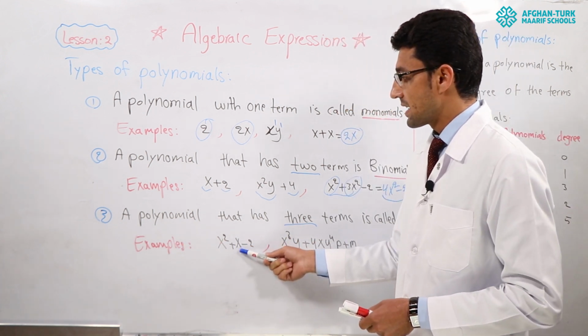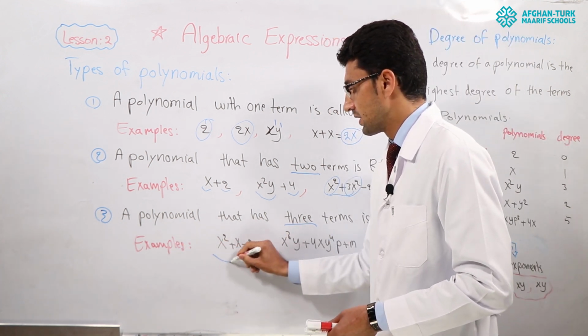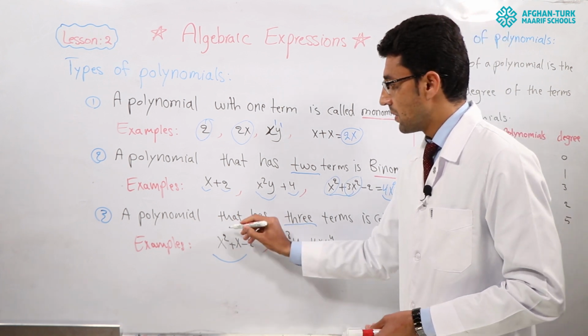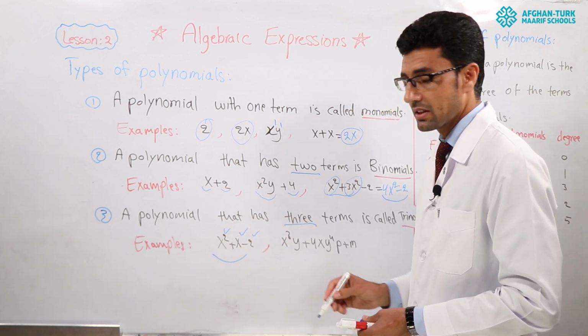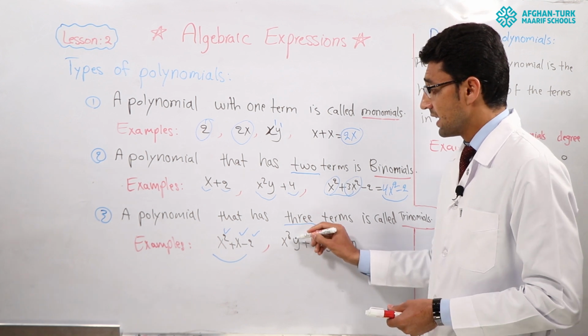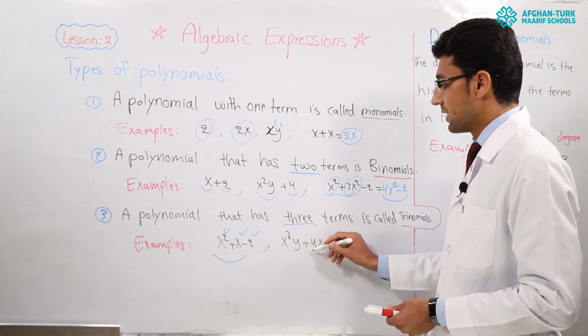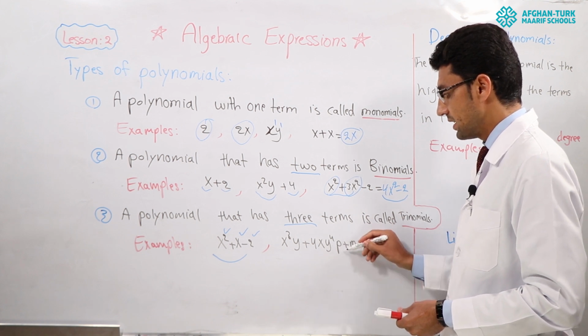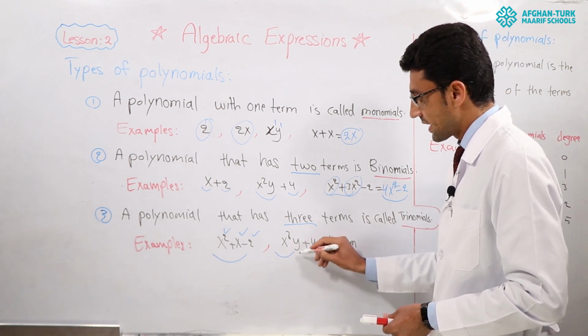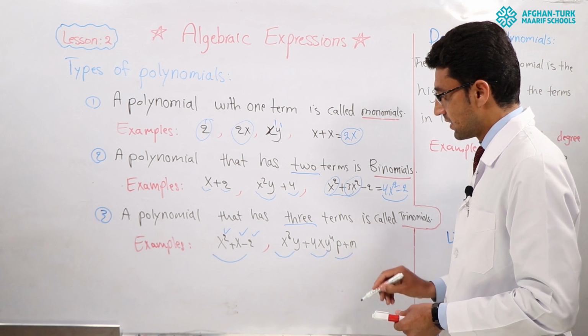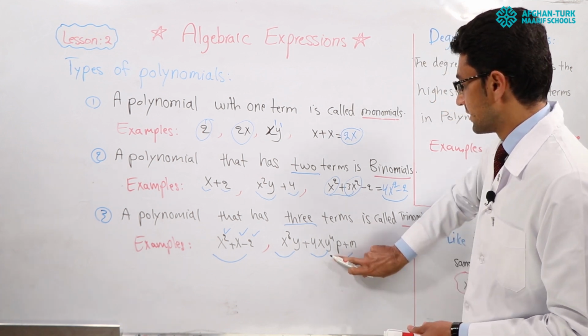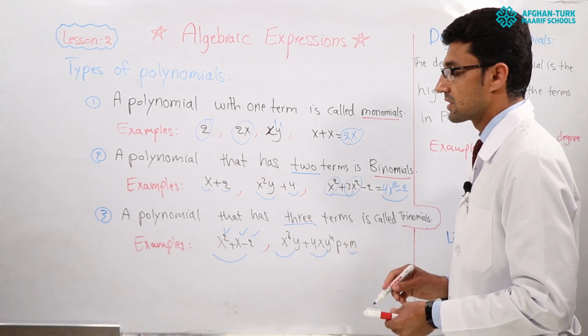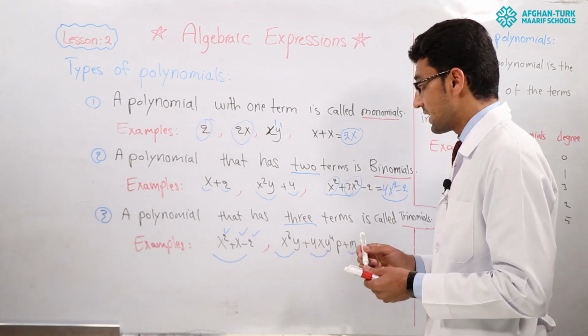Examples. x squared plus x minus 2. It is a trinomial: 1, 2, and 3. Here, x to the power of 3 y plus 4xy to the power of 4 p plus m. This is again what? A trinomial.